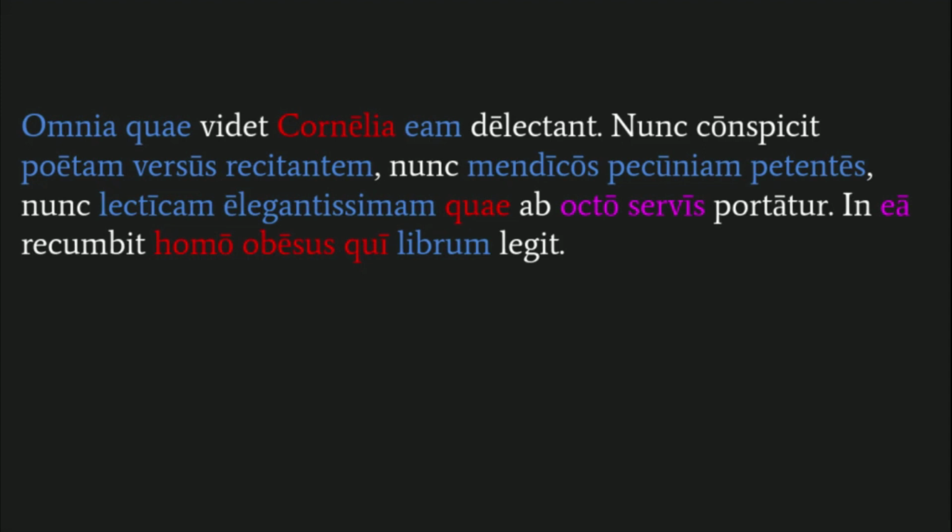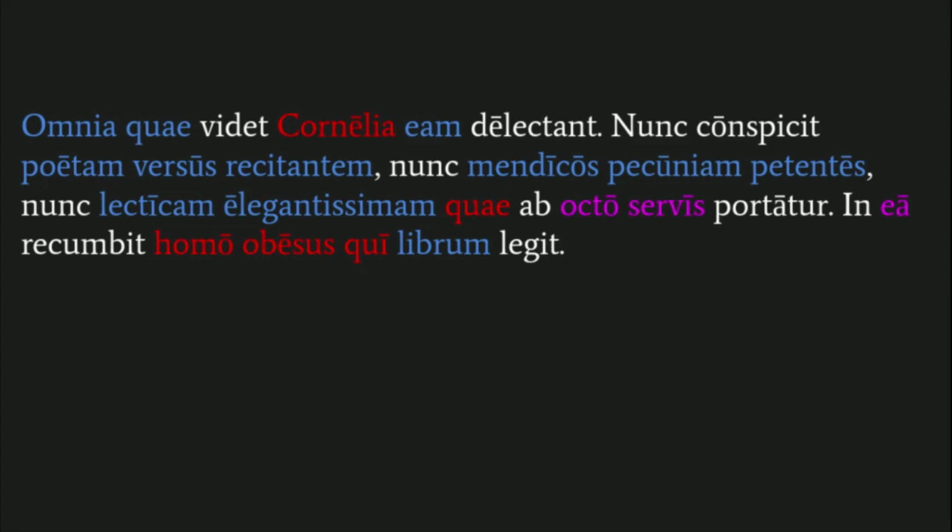You have nunc conspicit poetam versus recitantem, nunc mendicos pecuniam petentes, nunc lecticam elegantissimam, quae ab octo servis portatur. So now, conspicit, she catches sight of. So it's describing all the things that are delighting her in the previous sentence. So now she catches sight of a poet reciting verses. Recitantem is a participle here. Just take it as a vocab word, reciting. And then you have your fourth declension noun, versus, right? Accusative plural. A poet reciting verses.